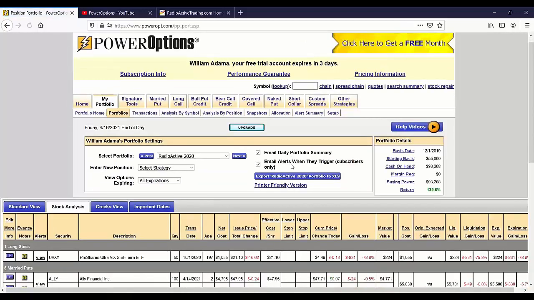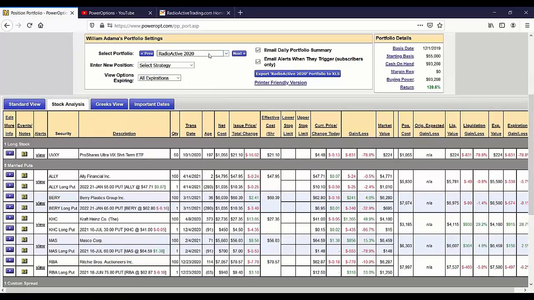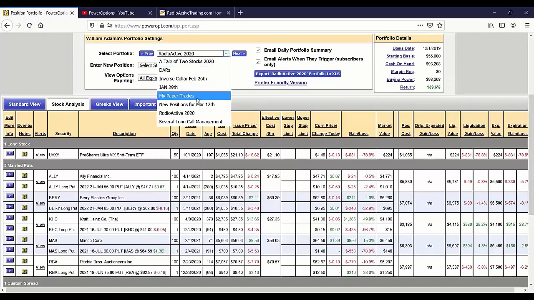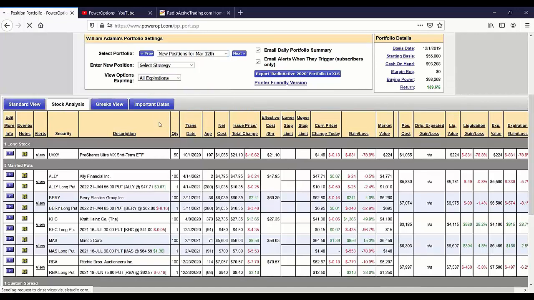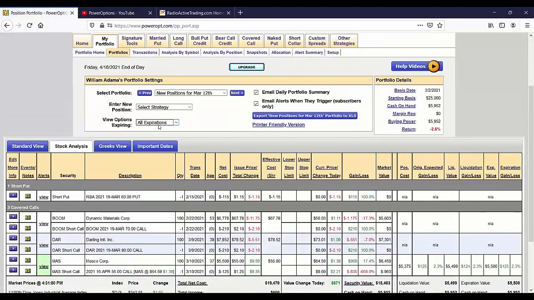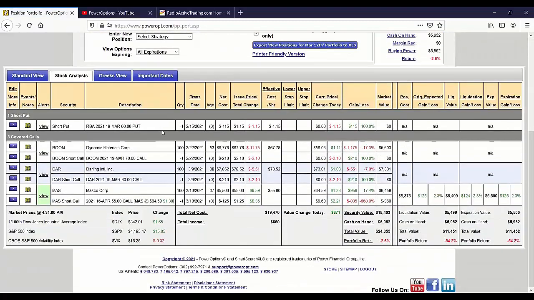Now, I don't have anything. It's April 16th. That's fine. Let's go back to... I don't think I had anything in here. Let's try the new positions for March 12th. If I don't see anything right away, we'll just back out. Oh, there it is. Okay. So in this example, we bought Masco at 55 and sold the April 16th 55 call.